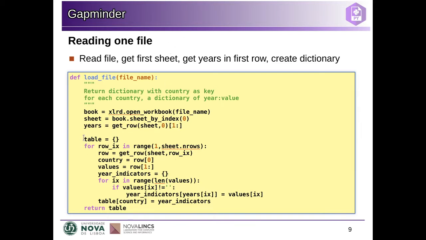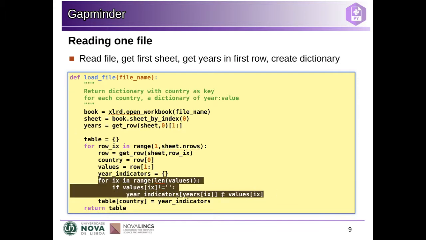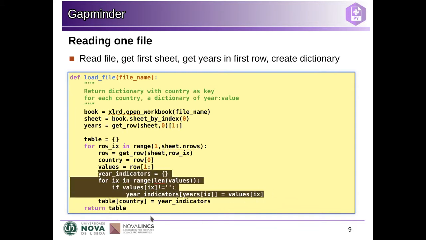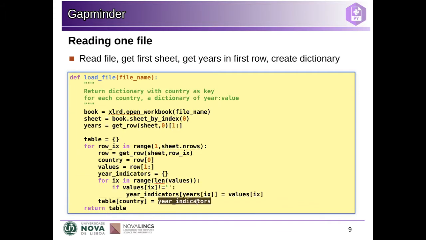So basically, this starts with an empty dictionary. For each country, it creates a dictionary of year and value for the country. And then this dictionary of index indicators is added as the value of the country. So we create a new entry in our table with the name of the country and associate it with the dictionary of the indicators per year. And now we return the table in the end.